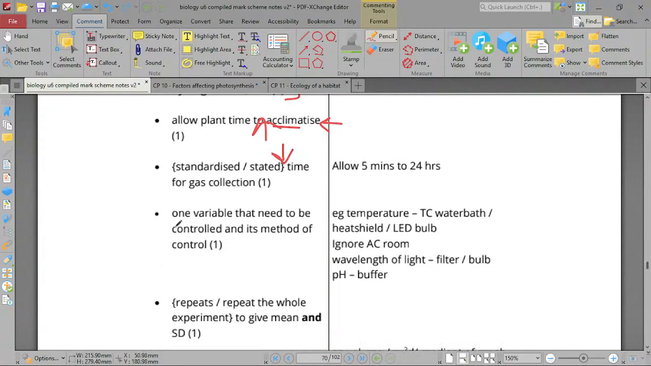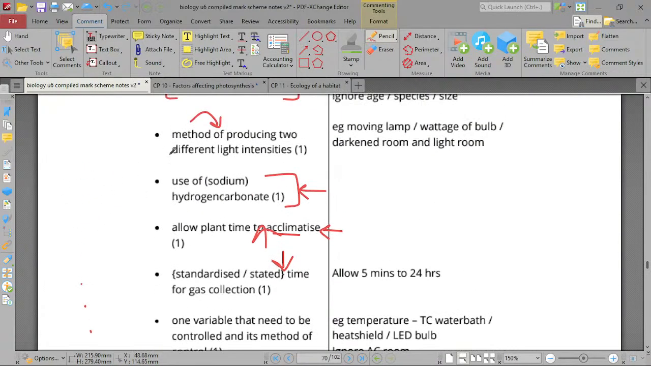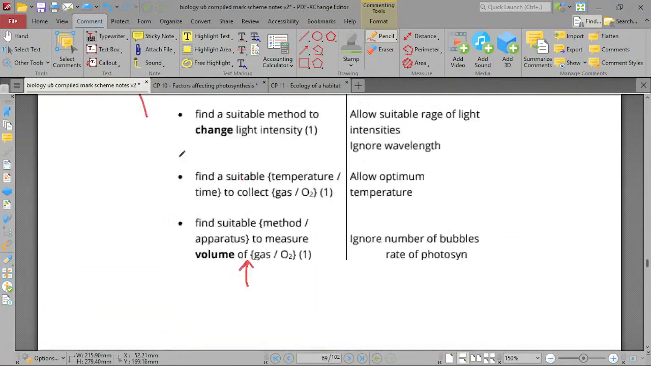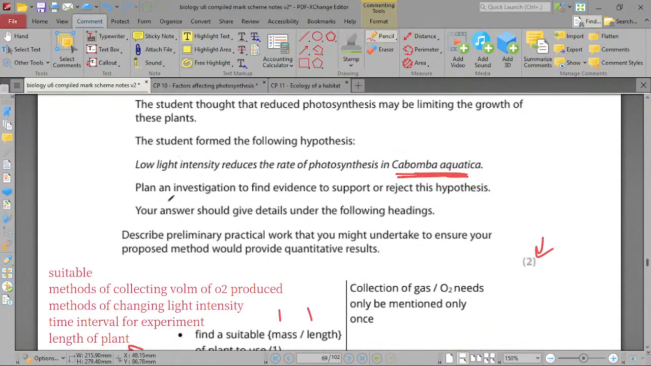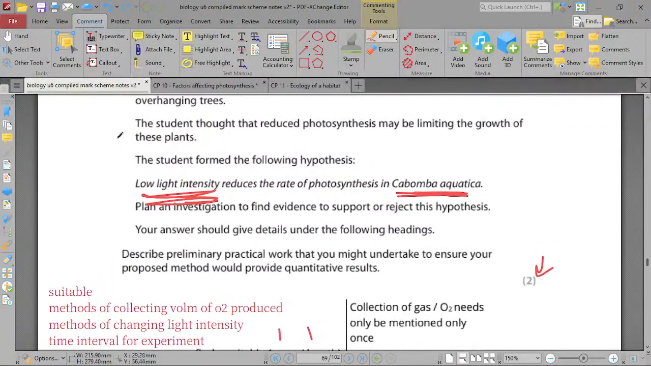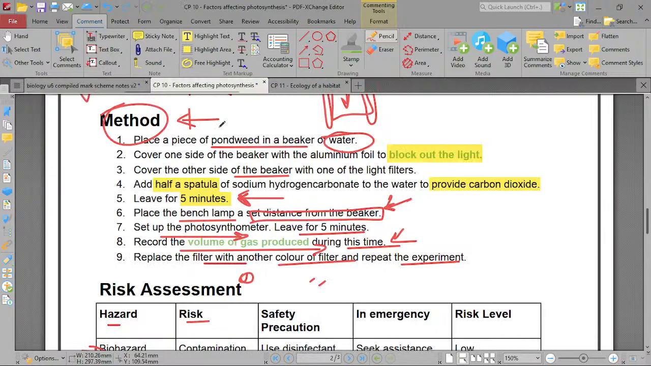Okay. Then one variable needs to be controlled in its method of control. Remember how we're going to be changing some factors for that. We already know that light intensity is what we're changing over here, so therefore we're going to have to keep the other things controlled. So temperature, CO2 content in the water, what else?